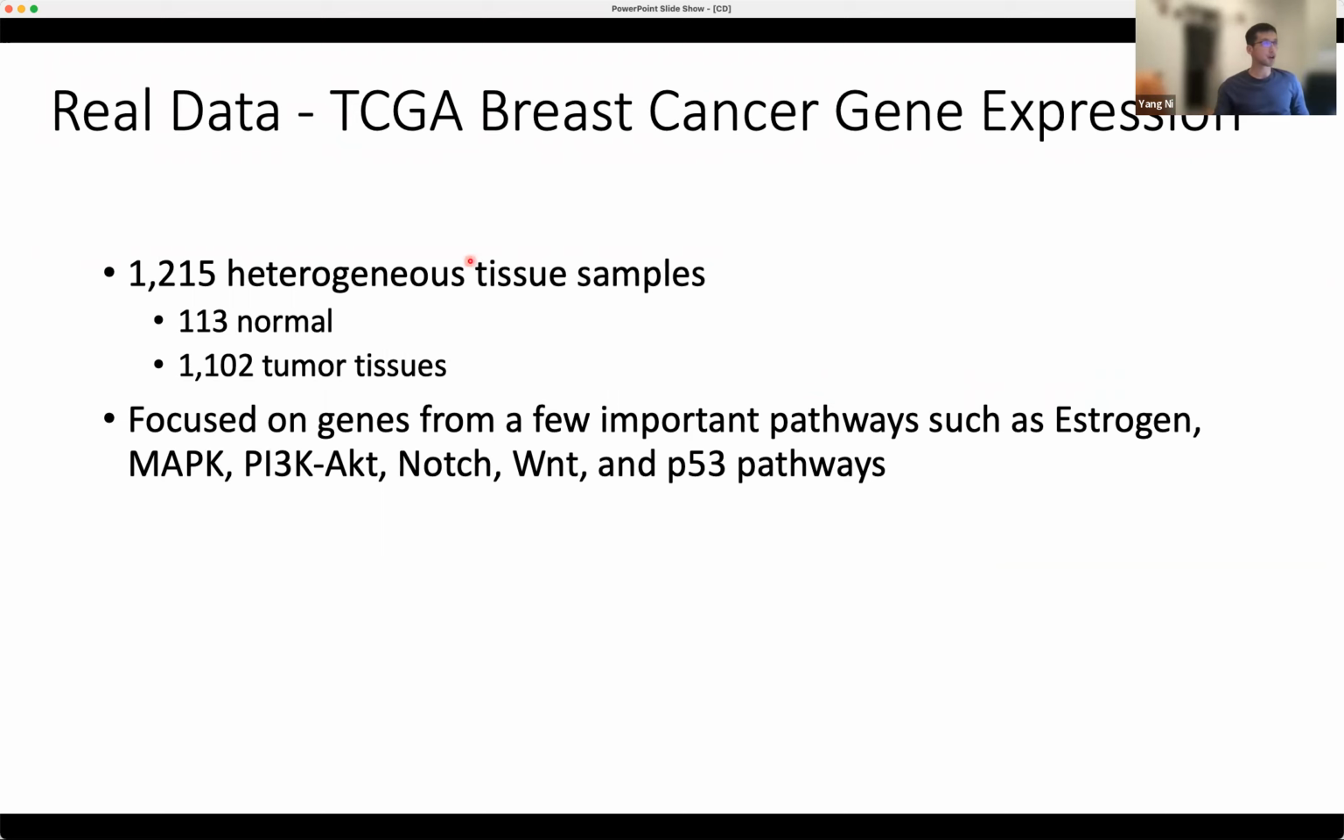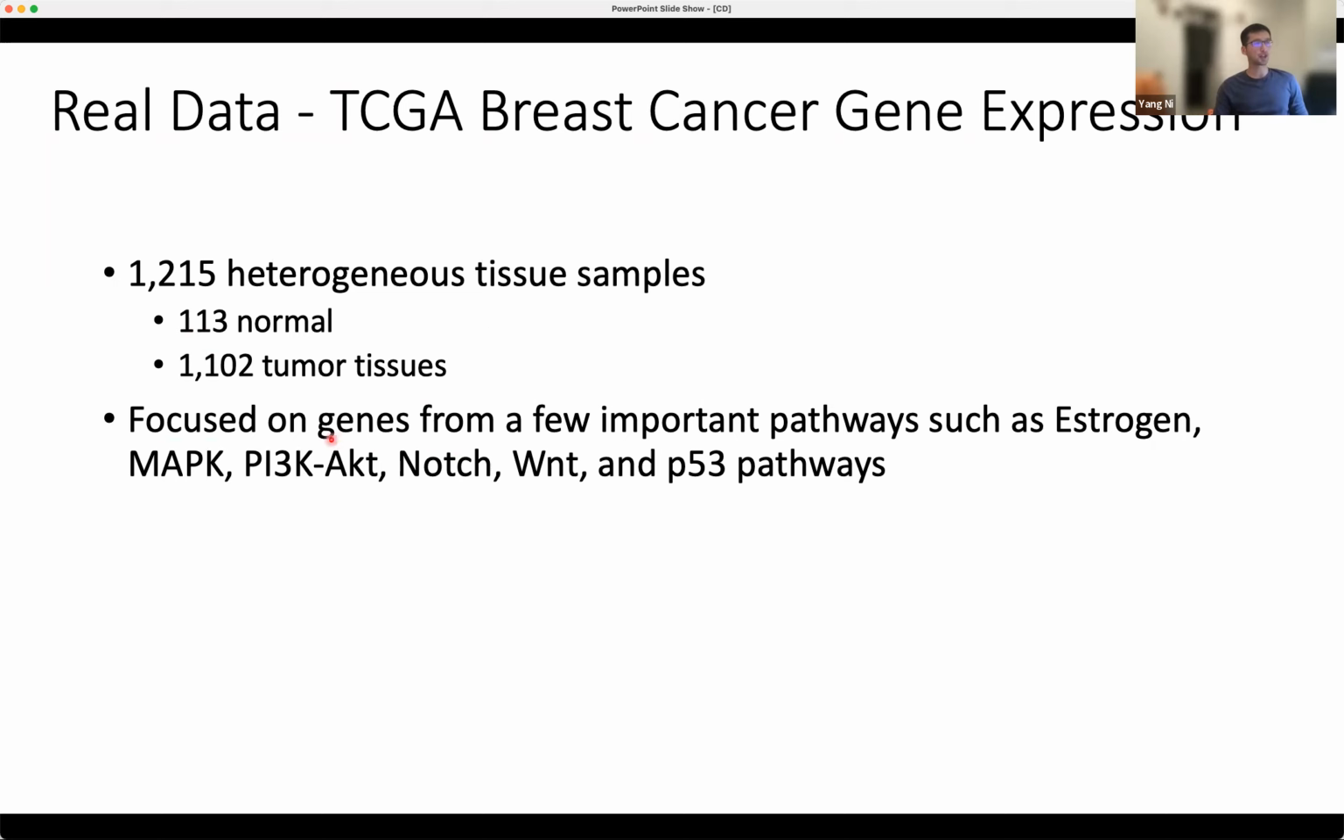So this data set is a pretty old data set, a public data set from TCGA, breast cancer gene expression data. So we have over 1,000 heterogeneous tissue samples. Out of these 1,200 samples, we have 113 normal tissues, and the rest is tumor tissue. So we know exactly which tissue is normal, which tissue is tumor. So that's something we know.